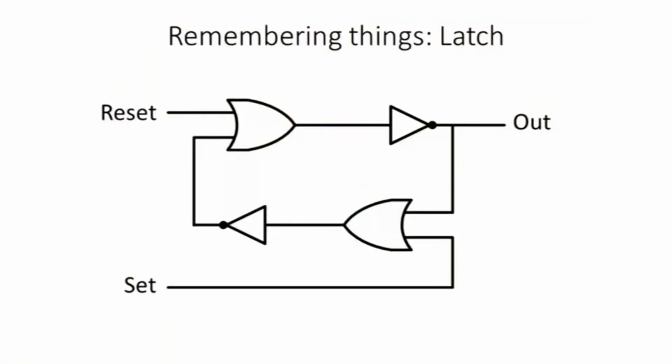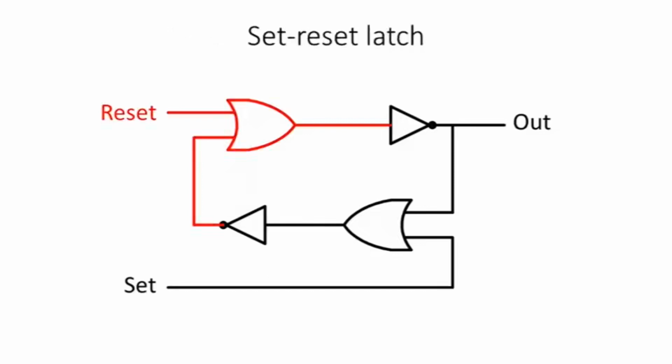And it has 2 inputs, reset and set, and 1 output, out. And what it does: when you make the reset pin high, then the output will become 0. And when you make the set pin high, then the output will become 1. And when you make both of these two pins low again, then it will remember whatever value you put in there. So let's check that.